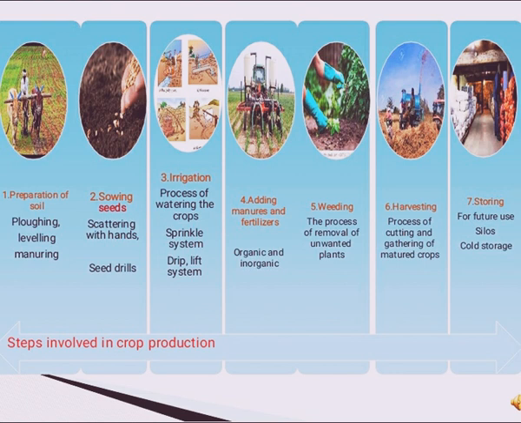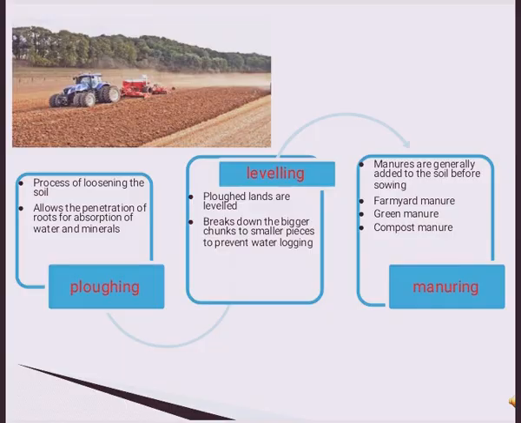In the preparation of soil, 3 different processes are involved: plowing, leveling, and manuring. What is plowing? It is the process of loosening the soil. It is also called tilling. It allows the penetration of the roots for absorption of water and minerals. Leveling. Plowed lands are leveled. In this process, the bigger chunks are broken down into smaller pieces so that it can prevent water logging.